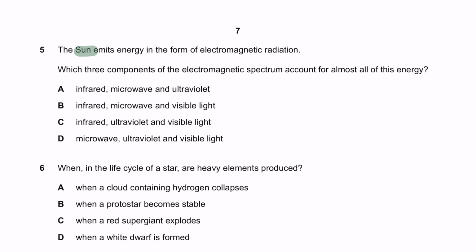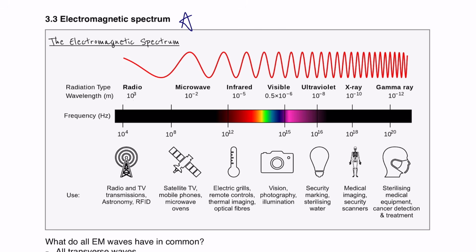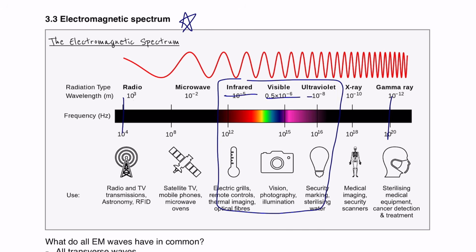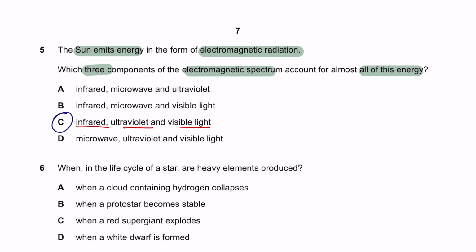Question 5. The Sun emits energy in the form of electromagnetic radiation. Which 3 components of the electromagnetic spectrum account for almost all of this energy? From your chapter 3, you will come across the electromagnetic spectrum. Make sure you remember the name of all the waves from the lowest frequency to the highest frequency. And make sure you know that the 3 components that account for almost all of the energy from the Sun are infrared, visible, and UV light. So the answer here is C.